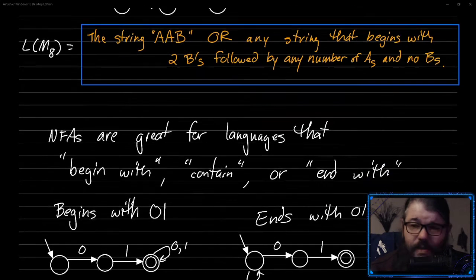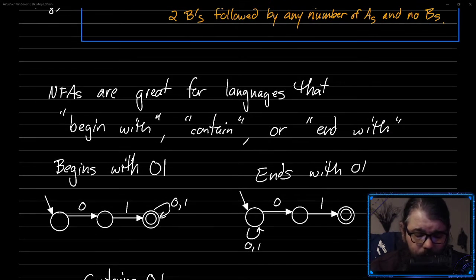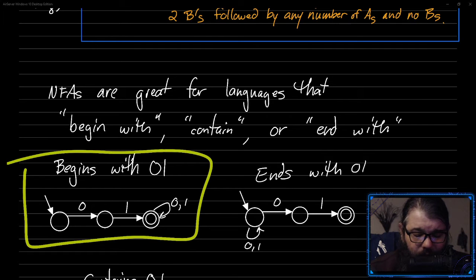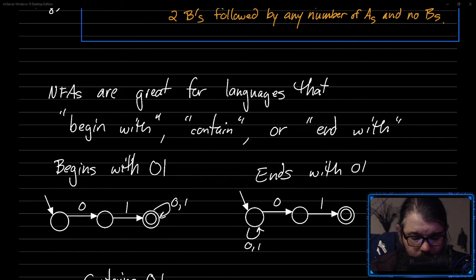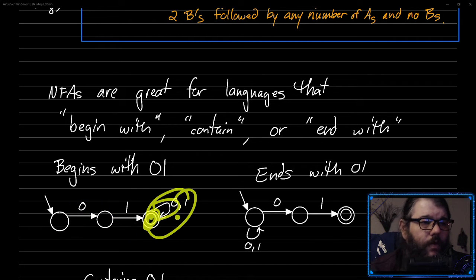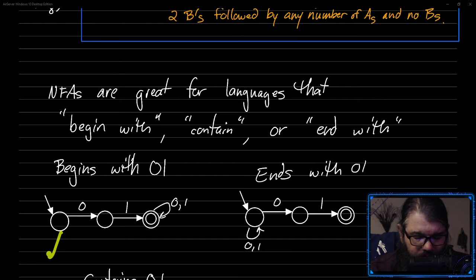So let's do some examples of those. So here's some examples of NFAs that begin with 0, 1. You can just literally worry about keeping track of the 0, 1. Once I know that it begins with 0, 1, then I stay here forever and I never leave. And I don't even have to consider what happens on these other transitions here. Begins with is pretty easy for DFAs too, so maybe this is an easy one.